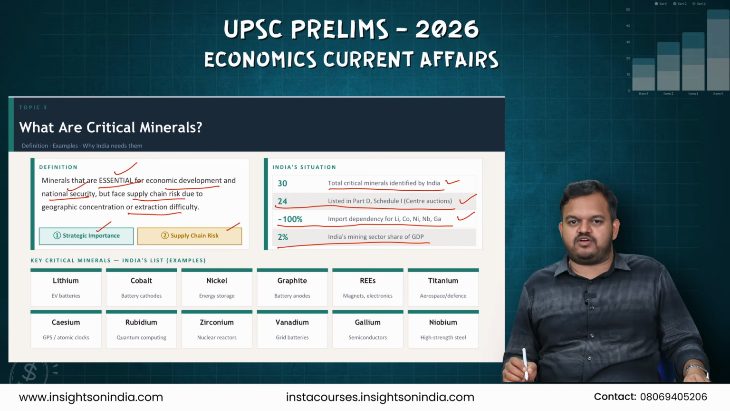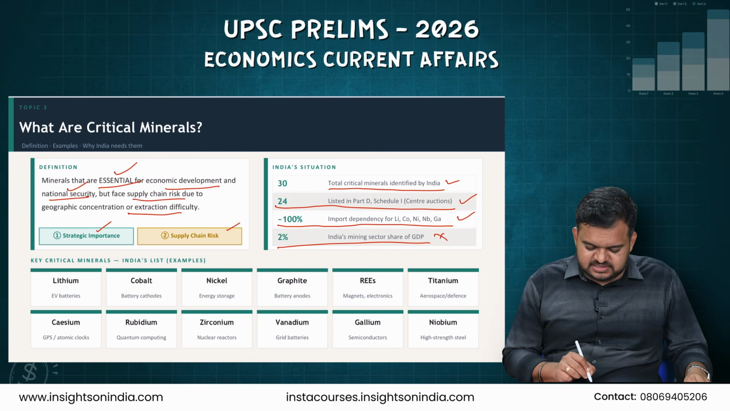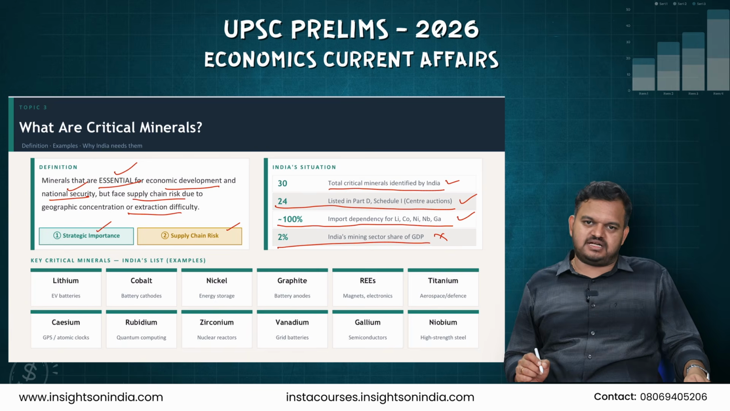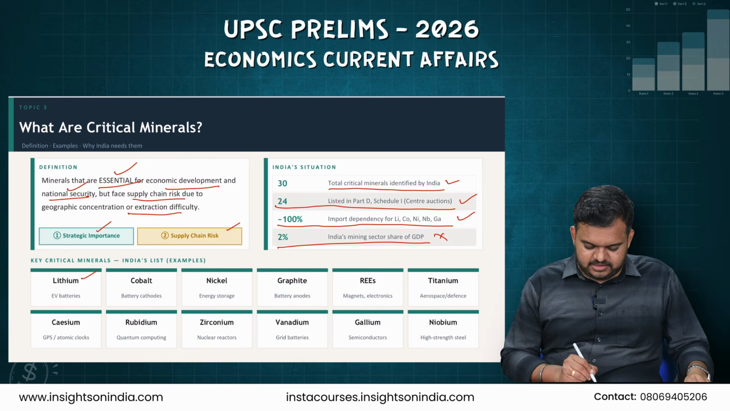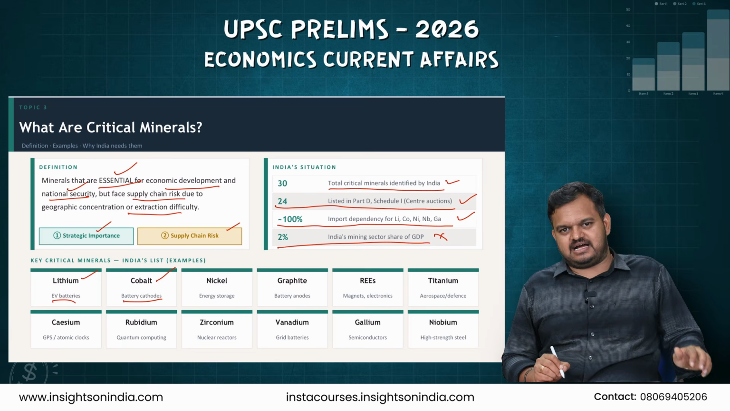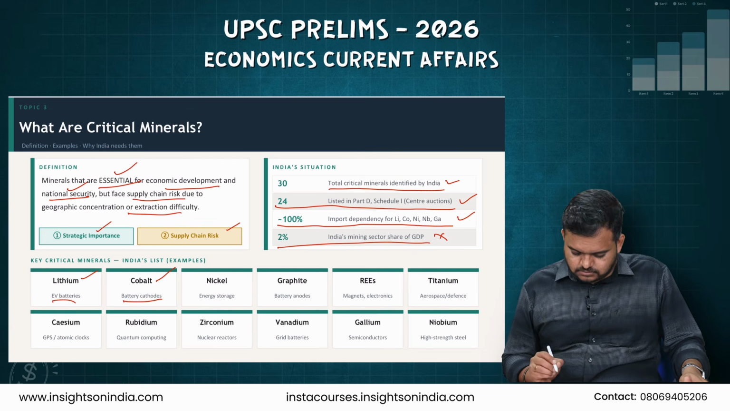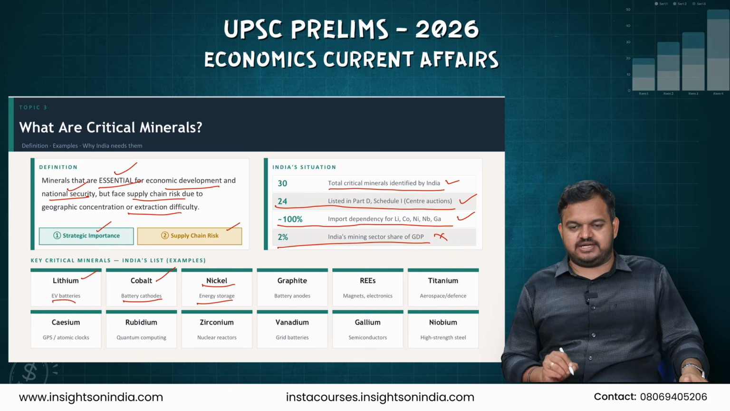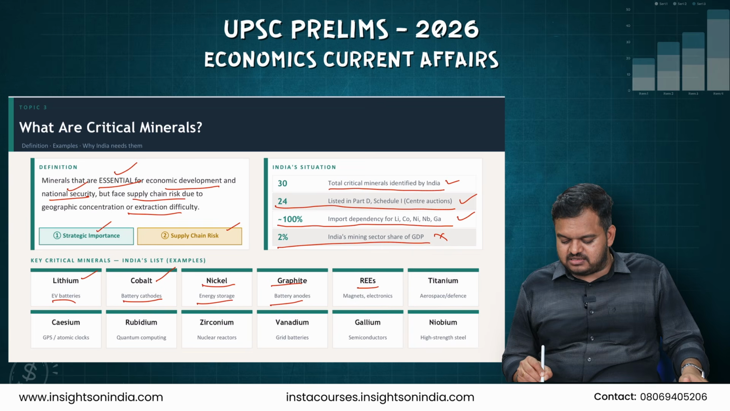2% of GDP is coming from the mining sector, which may not be so important for prelims. But certain key critical minerals can be important for prelims. They can ask their advantages. Lithium, electric vehicle batteries. Cobalt, cathodes. Graphite is used for the anode of electric batteries, lithium batteries. Cobalt is also used as a cathode. Nickel, energy storage, again part of your battery storage. Graphite, battery anode.